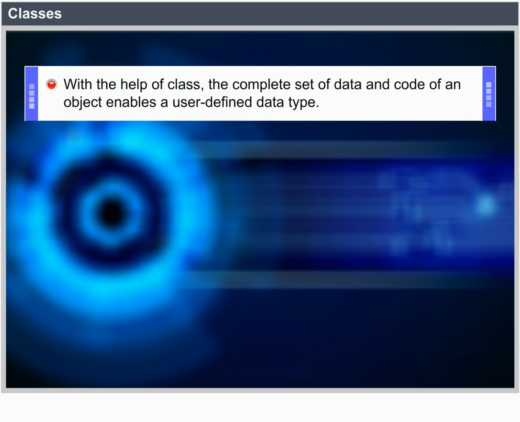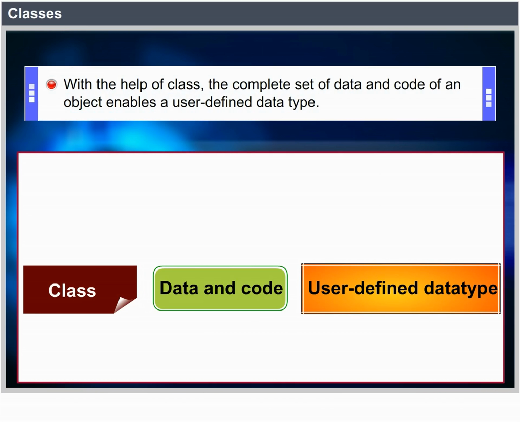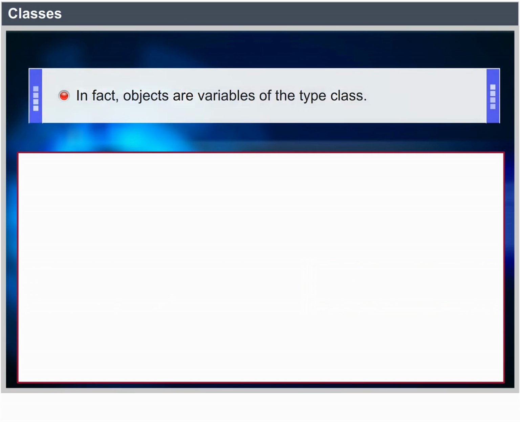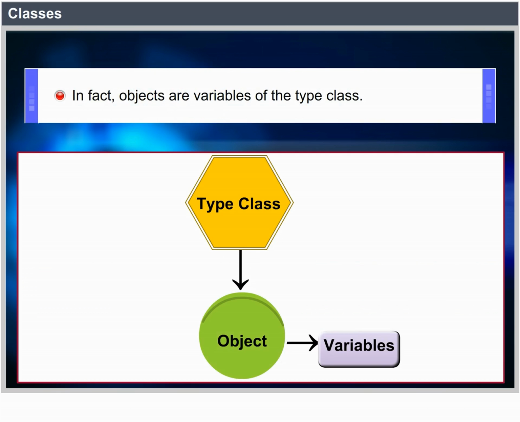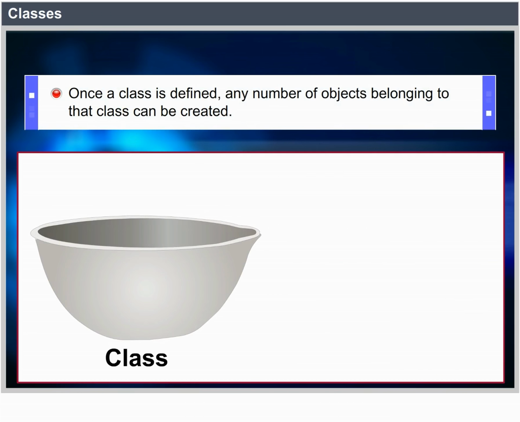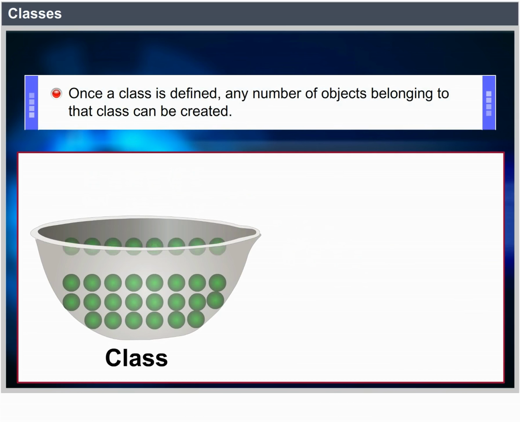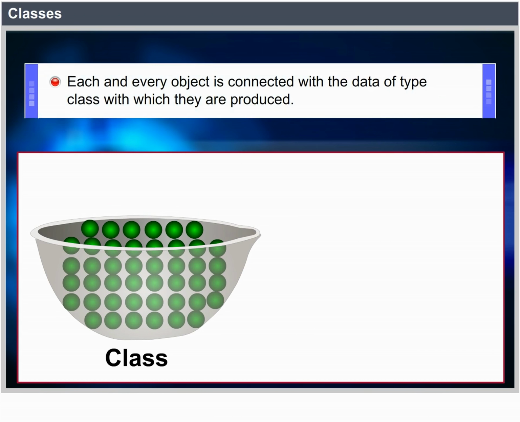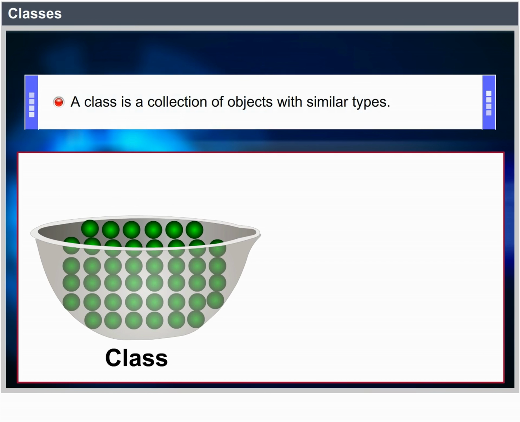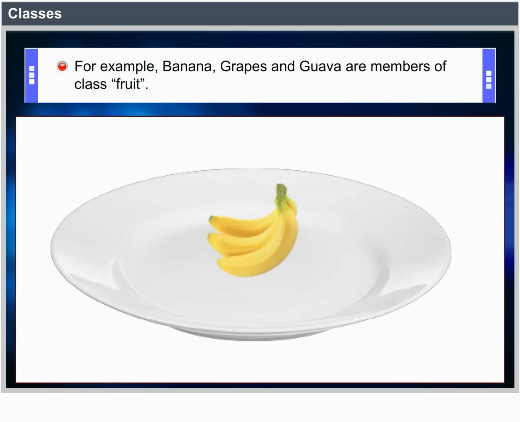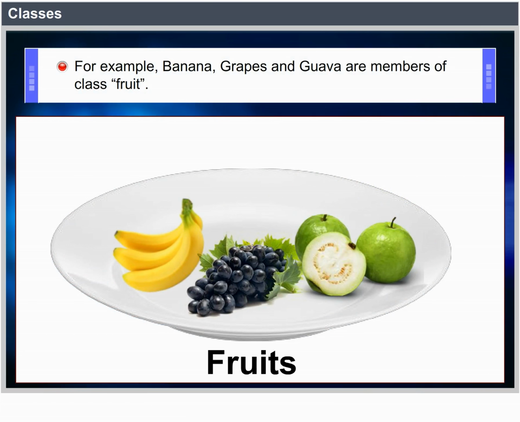Classes. The entire set of data and code of an object can be made a user-defined data type with the help of a class. In fact, objects are variables of the type class. Once a class has been defined, we can create any number of objects belonging to that class. Each object is associated with the data of the type class with which they are created. A class is a collection of objects of similar types. For example, banana, grapes, and guava are members of the class fruit.